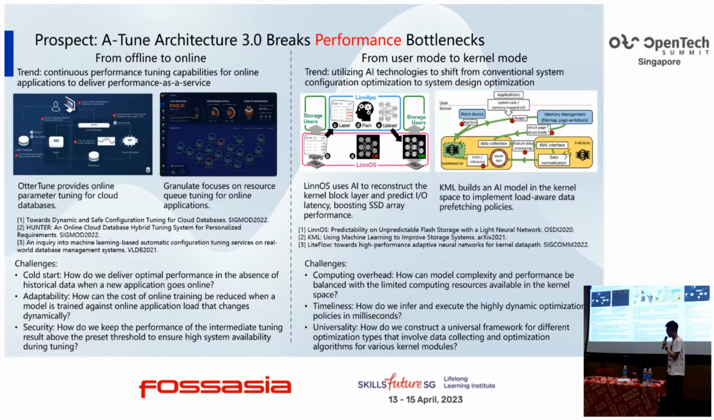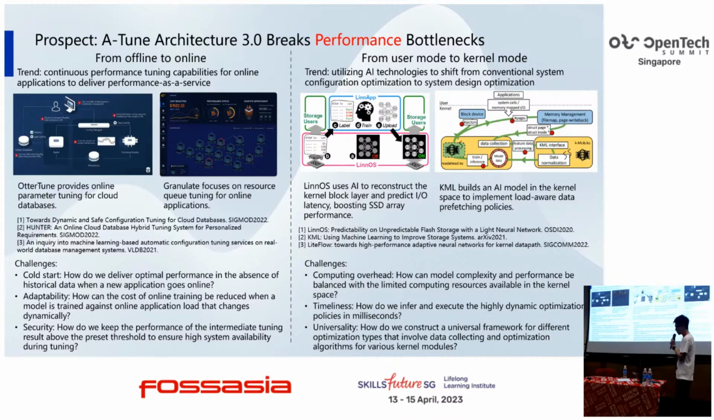The first challenge is the cold start. How do we deliver optimal performance in the absence of history data when a new application goes online? The second challenge is the adaptability. How can the cost of online training be reduced when a model is trained against online application load that changes dynamically? The third one is security. How do we keep the performance of the intermediate tuning results above the preset threshold to ensure high system availability during tuning?